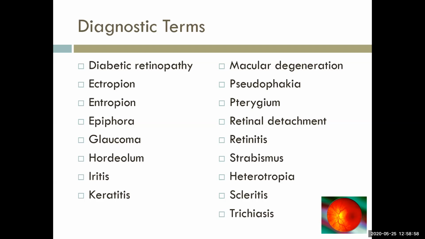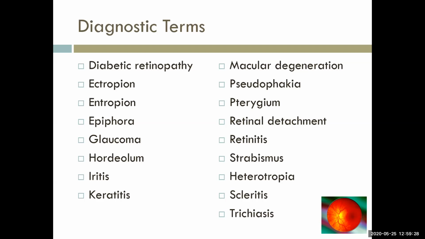Ectropion is the outward turning of the rim of the eyelid. Tropo means turning, versus entropion, which is the inward turning of the rim of the eyelid. And then epiphora is abnormal overflow of tears by blockage of the lacrimal duct. And then glaucoma would be a group of diseases that has increased intraocular pressure that will eventually result in damage of the optic nerve, resulting in decreased vision.